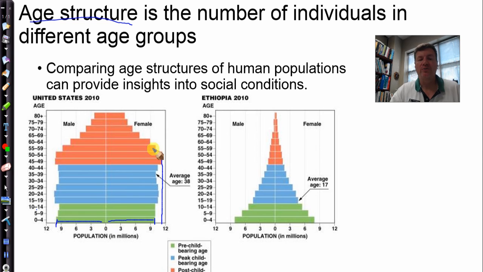And you can notice a couple of things that are really intriguing about this. One is you notice that the female side is much higher, or much longer, than the male side, especially in the later years. Why is that?